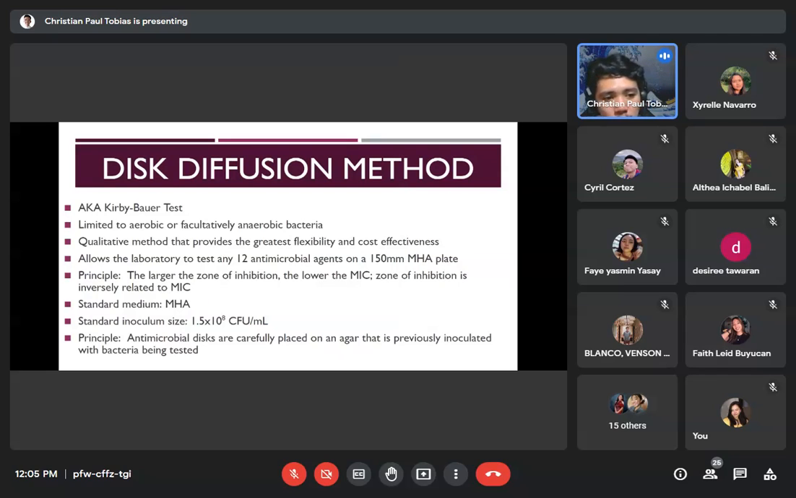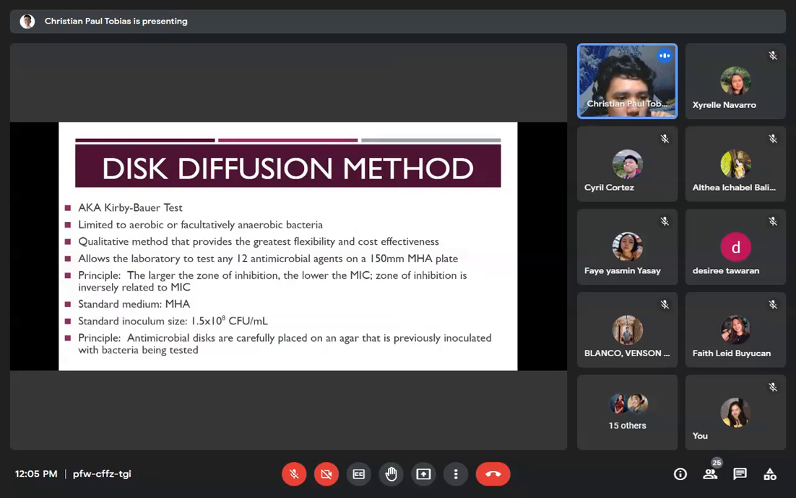Okay, standard medium, MHA. So yung zone of inhibition kasi, pag malaki masyado yung inhibition, super effective yung antibiotic drug. Therefore, mas kailangan mo ng mas maliit na concentration niya kasi super effective na nga siya. Kaya mas lower yung MIC. Parang ganun lang. Okay? So, standard medium, your MHA. Standard inoculum size, ayan, 1.5 times 10 raised to 8.